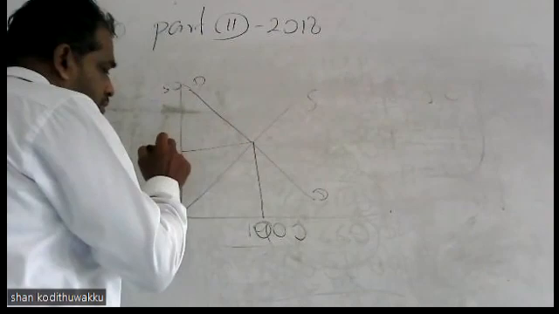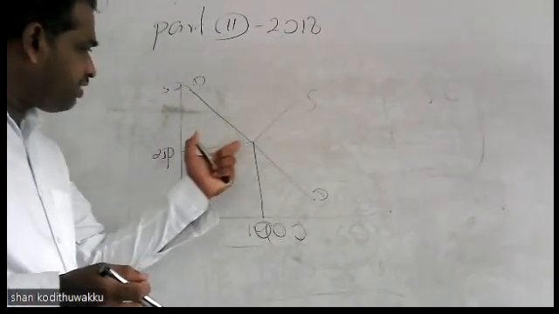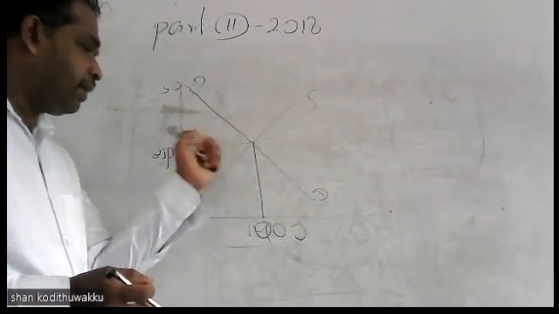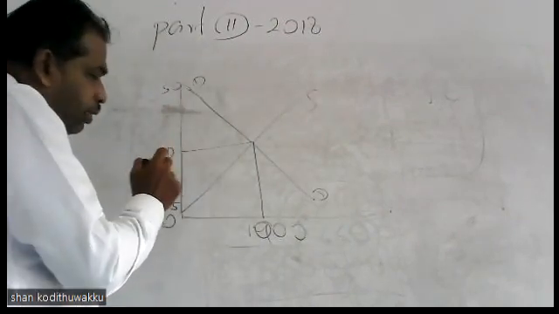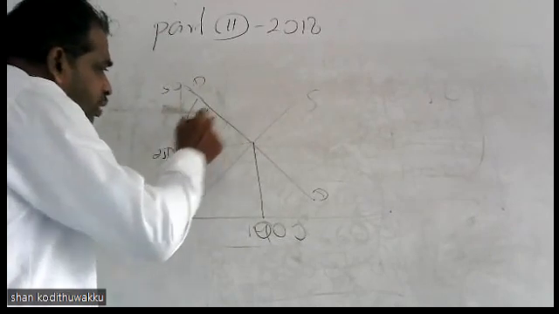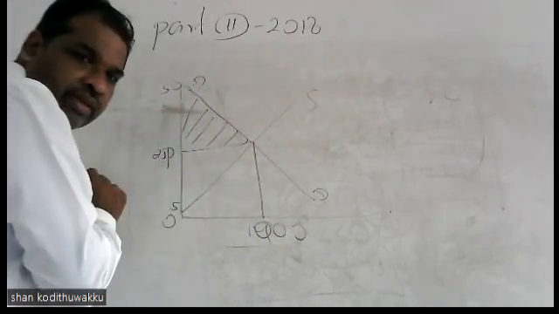Normally, consumers have to pay this part, 25 per unit. But they are ready to pay 50. Because of market equilibrium, they have to pay only this price. Therefore, consumers can save this part. That is called consumer surplus.